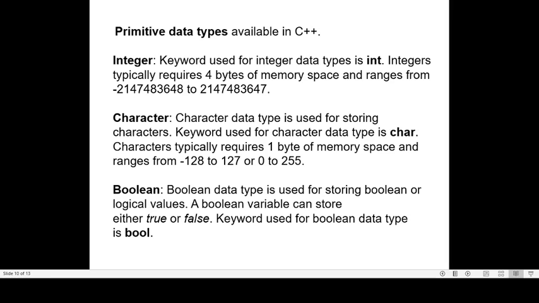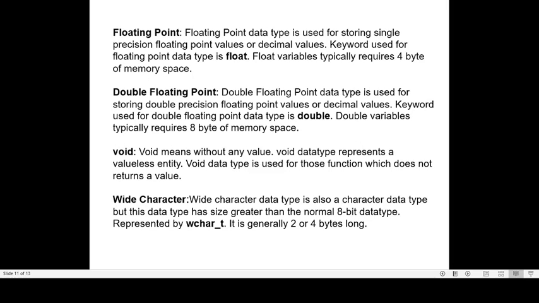Integer is represented in C++ as int. The computer will allocate 2 bytes of memory for an integer. For character, the computer will allocate 1 byte. That is represented by char. Boolean. Boolean means, as you know, logical values, either true or false. Floating point is represented by float. It allocates 4 bytes for float. Double is 8 bytes, also called long float.